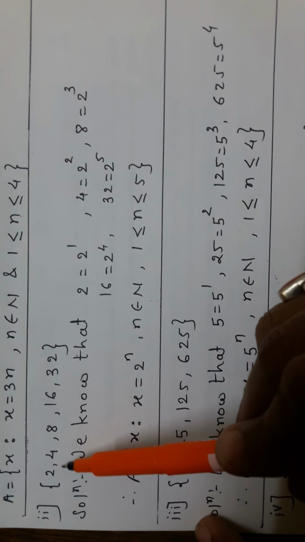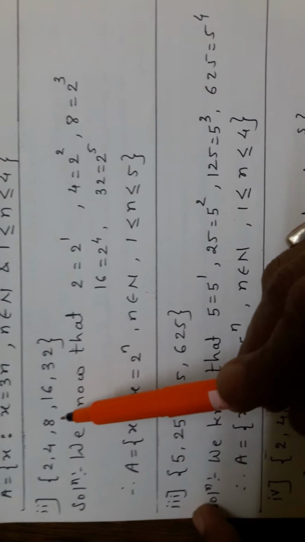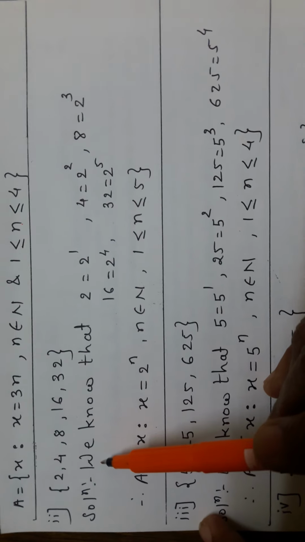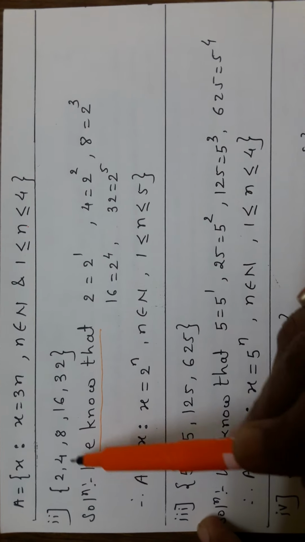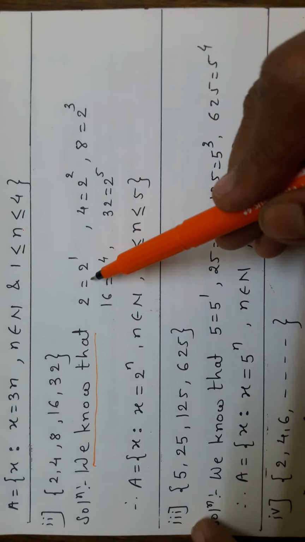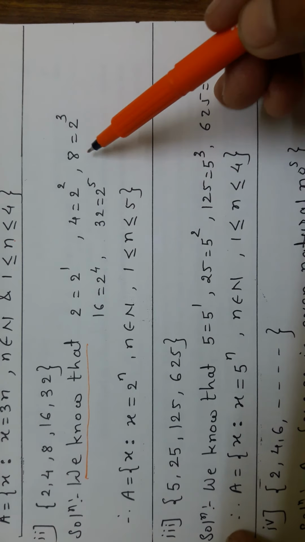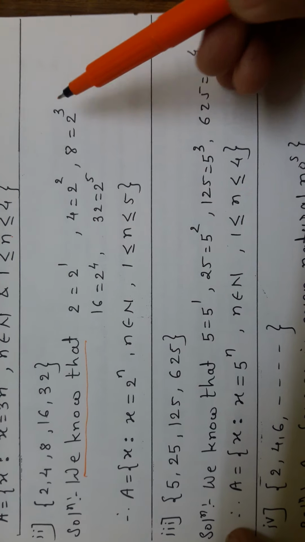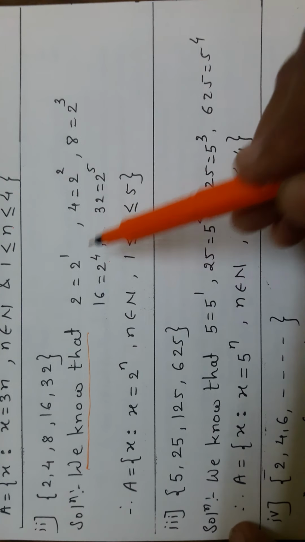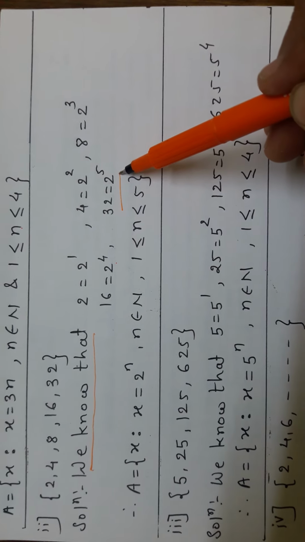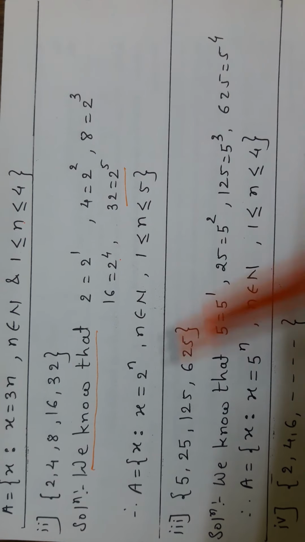Second problem: 2, 4, 8, 16, 32. What is the common property in these numbers? We know that 2 can be written as 2 raised to the power 1, 4 can be written as 2 raised to the power 2, 8 can be written as 2 raised to the power 3, 16 can be written as 2 raised to the power 4, and 32 can be written as 2 raised to the power 5.